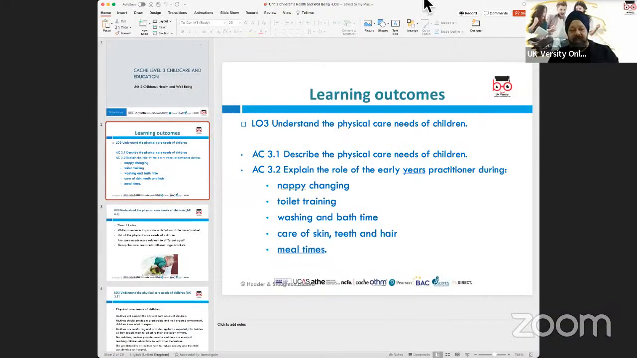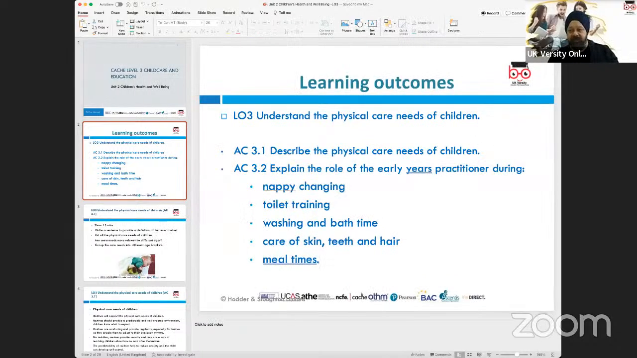In today's coverage on the learning outcome, what we are focused on is understanding the physical care needs of children. One of the bits that we are going to study in terms of physical care needs for children is primarily understanding what is required for their healthy development.